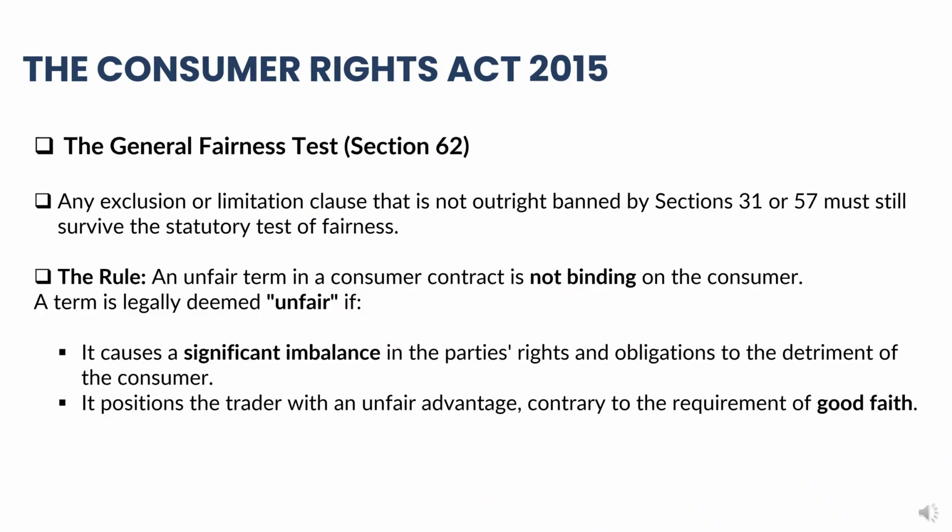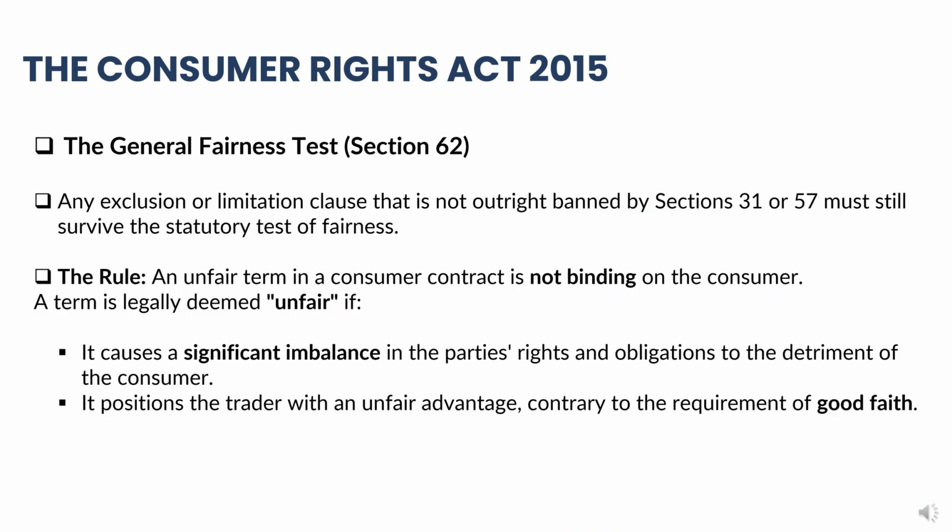On our previous slide, we looked at the specific, non-negotiable blacklisted terms under the Consumer Rights Act, learning that if a trader attempts to exclude core statutory obligations for goods, services, or digital content, the clause is completely dead on arrival. But what happens if a trader writes an exclusion or limitation clause that doesn't trigger those automatic bans, yet still feels heavily skewed against the ordinary shopper?